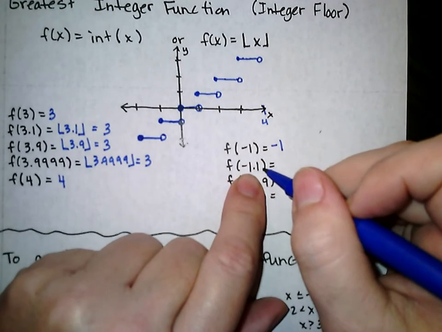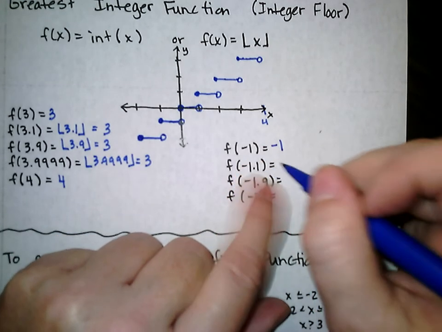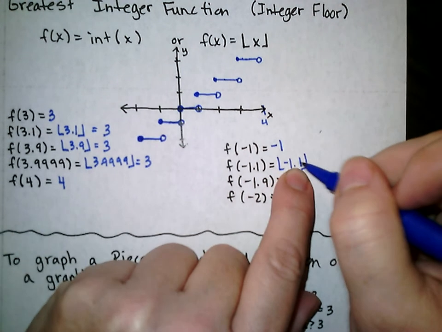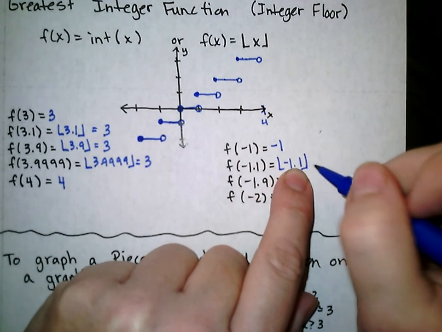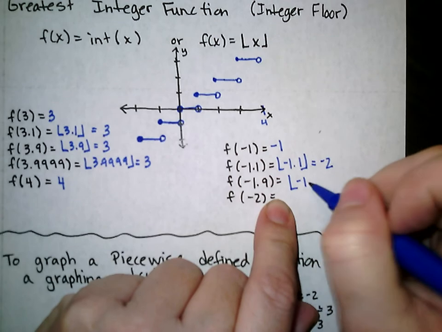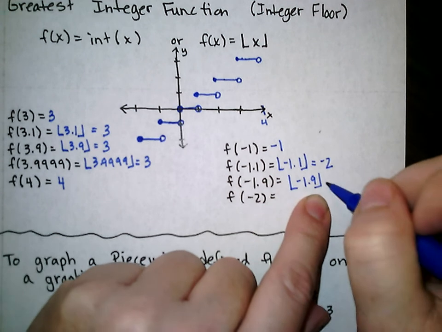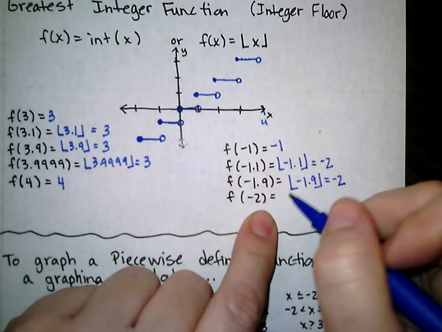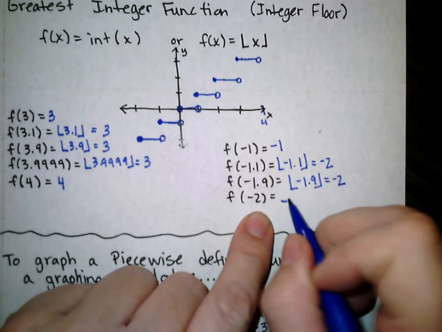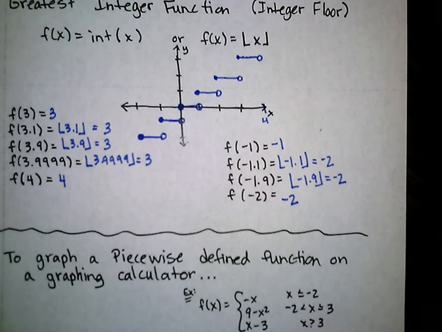Negative 1.1 is going to drop down to the next integer. The next integer below negative 1.1 is negative 2. The next integer below negative 1.9 is negative 2. Negative 2 is going to stay negative 2. So that's what that integer floor function looks like.